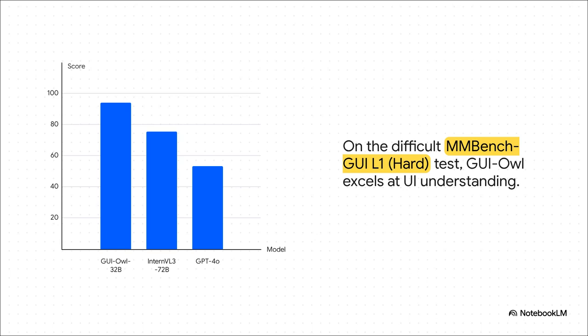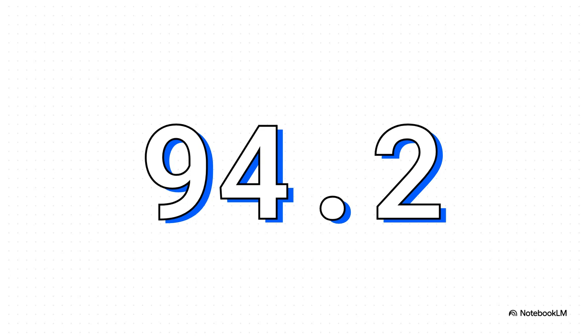But wait, you have to see this. On a test called Bench, which is designed to be really hard and test a deep understanding of complicated user interfaces, GUI-Owl just comes out way on top. It scores a 94.2. That absolutely crushes other huge models like GPT-4o, which only managed a 60.7. Let's just let that sink in for a second. 94.2%. On a really tough test of what it's built to do, GUI-Owl isn't just a little bit better, it's in a whole other league. This is pretty much the definition of state-of-the-art when it comes to an AI understanding what's on a screen.